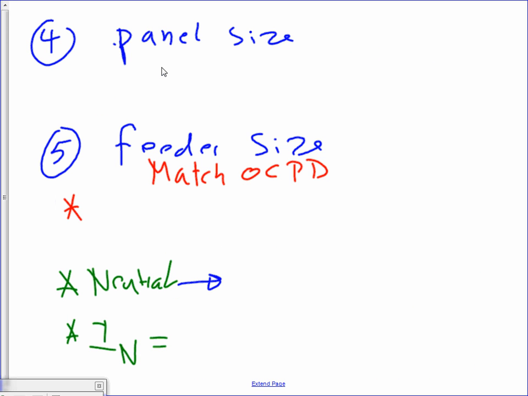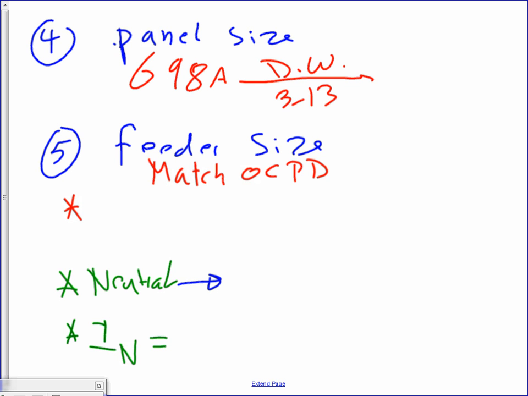Panel size. Everybody knows the difference between the overcurrent device and the panel. The overcurrent device can be lower than what the panel is rated for. So for the panel size, you take the 698 amps, take them to DeWalt, page 3-13. That will get you an 800 amp panel. This is the guts, the copper inside the panel.